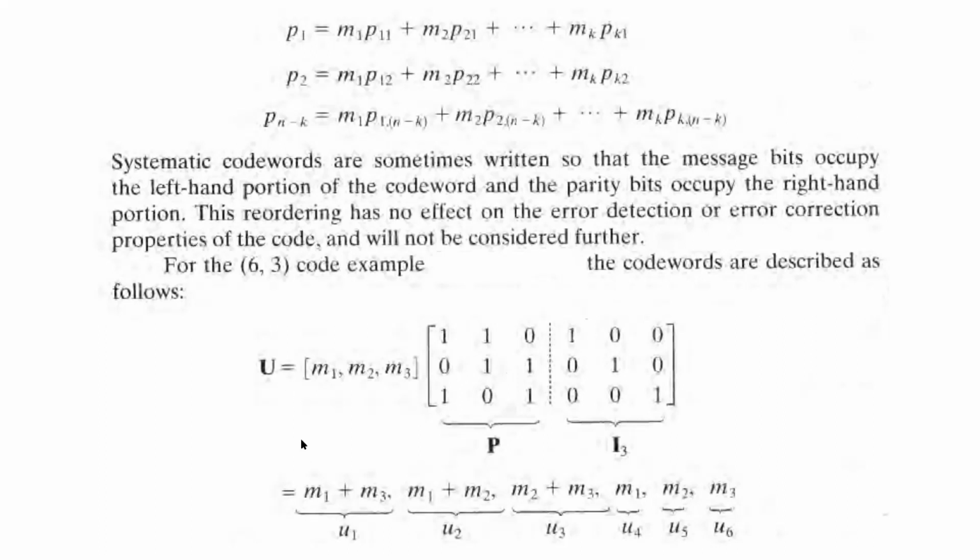Now if this is the generating matrix, this is my code word U. The output of the multiplication of the message bits and the generating matrix will be my code word. Let's say this is my generating matrix. The first element of the code word will be U1. U1 will be equal to M1 plus M3, because M2 will be multiplied by 0. This is just to explain how to generate the elements of the code word.